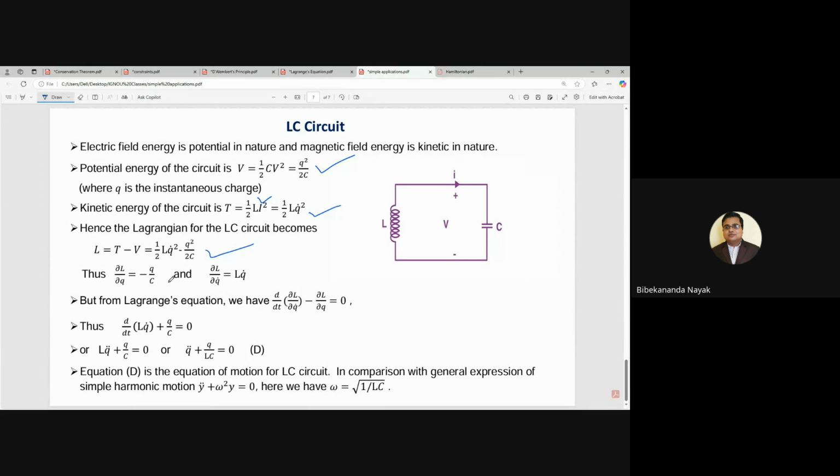Taking the derivative with respect to Q and Q dot, we get this, and using Lagrange's equation, d by dt del L by del q dot minus del L by del q equals 0, we got d by dt of L q dot plus Q by C equals 0, so L q double dot plus Q by C equals 0, or q double dot plus Q by LC equals 0. This is the equation of motion of the LC circuit. In comparison with harmonic motion, we call the frequency 1 by root over LC. Clear?